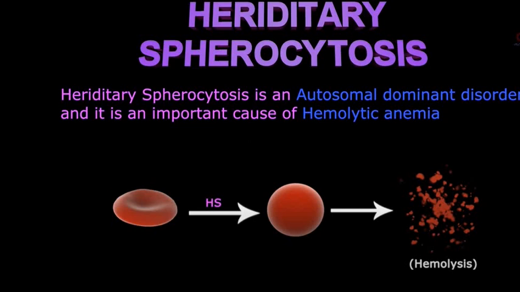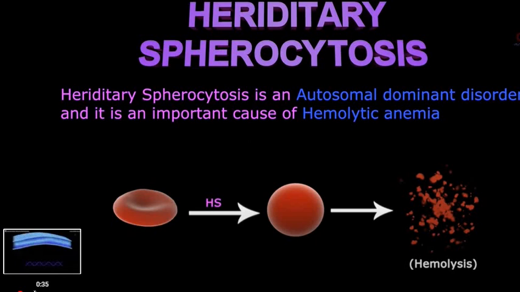We see this is the normal biconcave RBC, and in hereditary spherocytosis there is formation of spherocytes, and these spherocytes get hemolyzed inside the splenic macrophages. So this is the cause of hemolytic anemia.